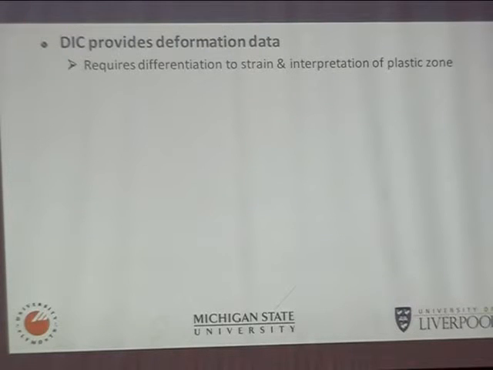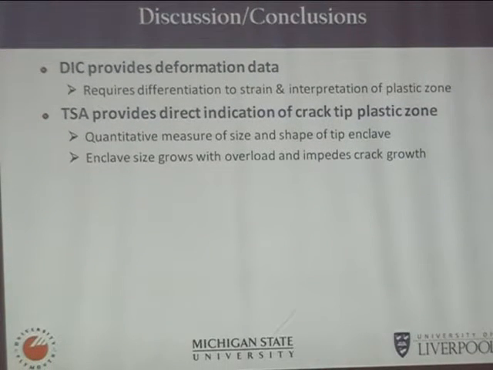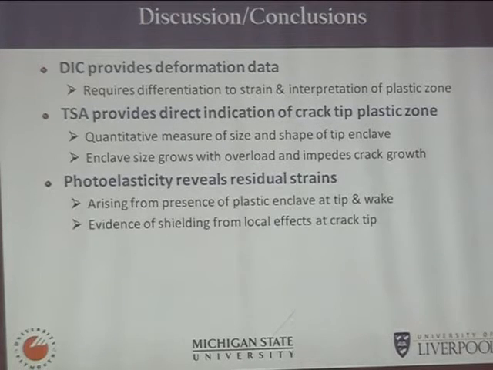I think these are pretty standard conclusions. The first one's DIC provides deformation data, requires differentiation to strain and interpretation of the data. So it gives nice information, but if you want to look at the elastic plastic zone, you've got to do some work to figure it out. It's a bit of guesswork. TSA can provide a direct indication of the plastic zone size. Because of the way it works, there's a difference in behaviour between the elastic and plastic zones. So you can figure out exactly where the boundary is. Thermoelasticity can nicely reveal the residual strains. You can see the boundary between the elastic and the plastic zones and deduce what's going on in terms of the interaction between them.